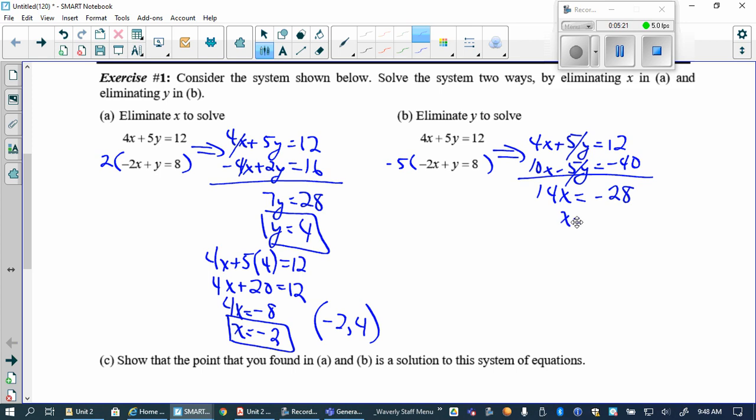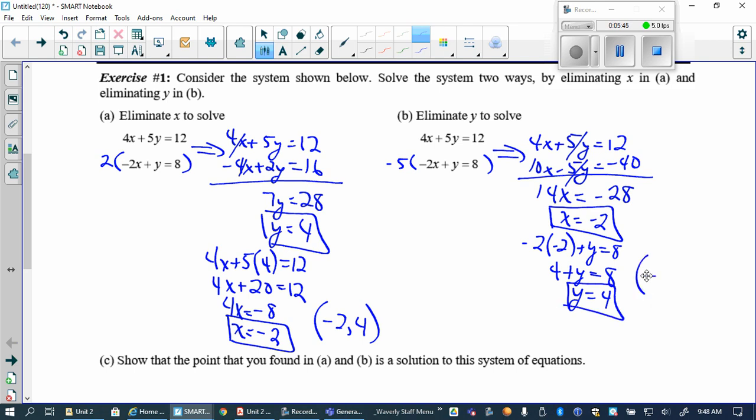So what's x equal? Negative 2. What do you want to go back in and find y with? I'm going to do the second one. So negative 2 times negative 2 plus y equals 8. 4 plus y equals 8. Subtract 4 from both sides. So we have negative 2, 4. Hey, same. How about that? So you can eliminate either variable first. Doesn't matter. Sometimes one of them looks a whole lot more convenient to get rid of first, right?